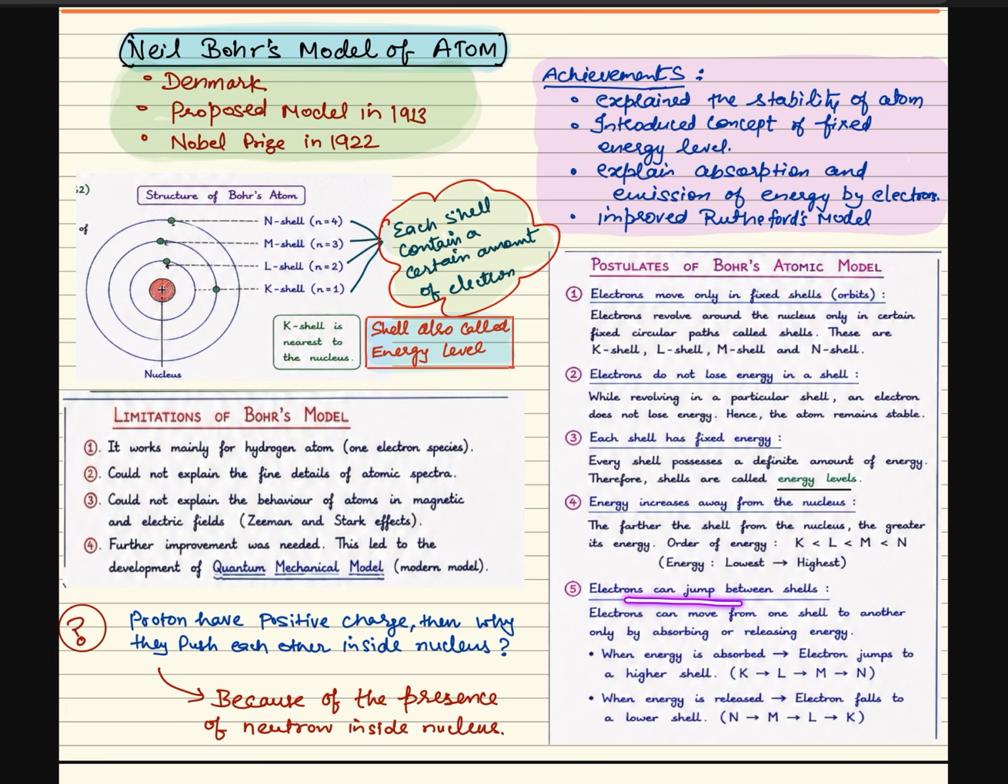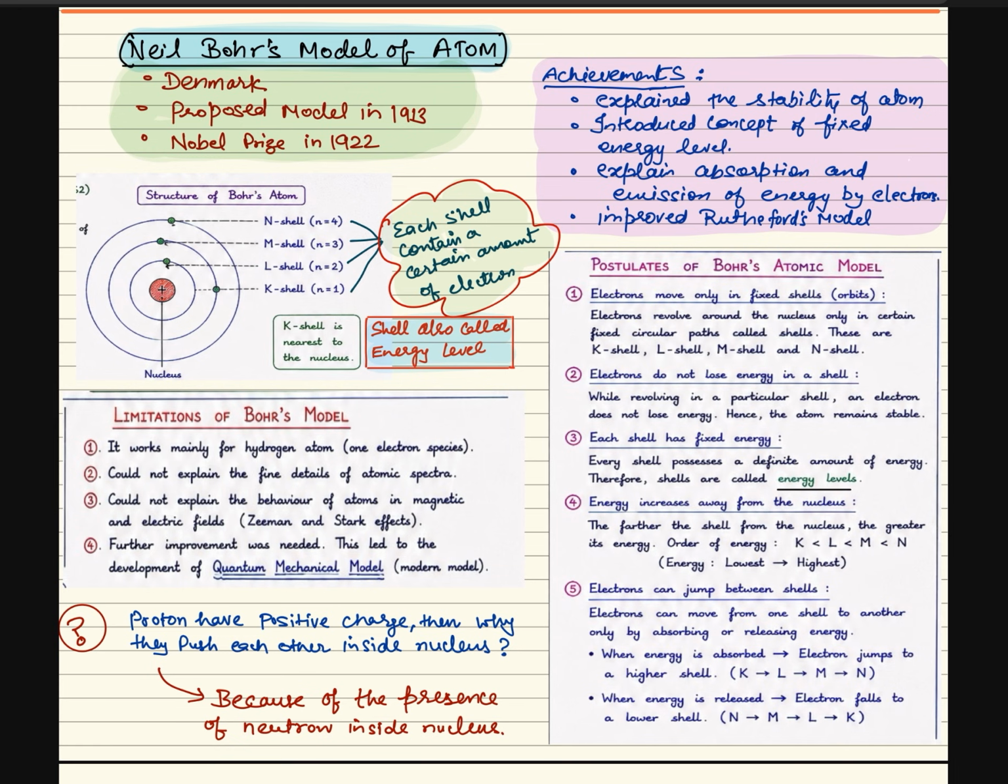And electrons can jump between the shells. How can an electron jump? When energy is absorbed by the electron, because it has absorbed the energy, it has more energy, so it will jump into the higher level. But if it releases energy or loses energy, it will go to the lower energy level. This is how the electrons behave in the atom.